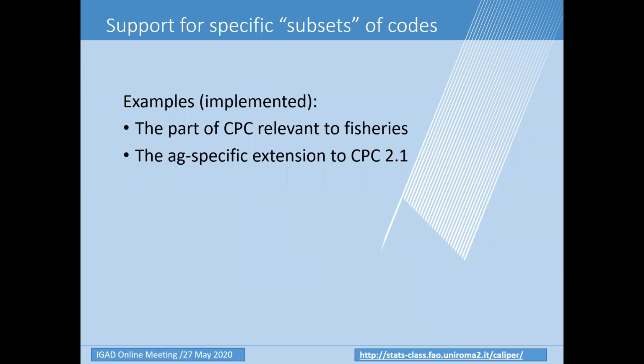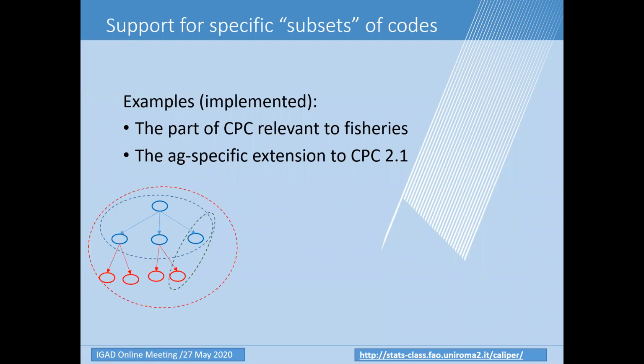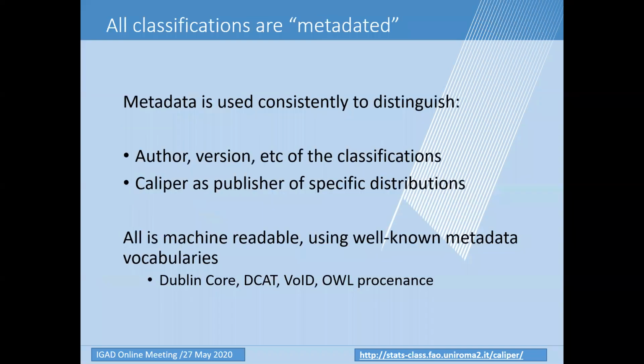Okay, I will skip this because if there are questions about the model, we can go into it. I will skip this as well. And I insist on the fact that everything has appropriate metadata. In particular, we distinguish consistently between the intellectual content of a classification. So FAO is the author of this classification, and the publisher, though, Caliper is the publisher of this specific distribution.